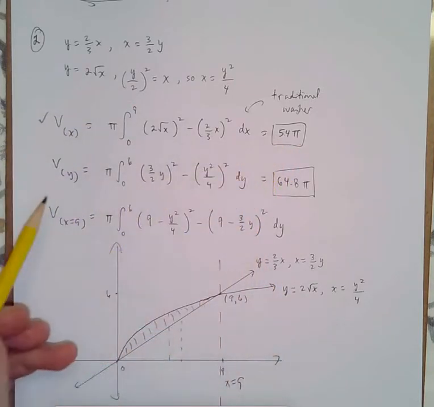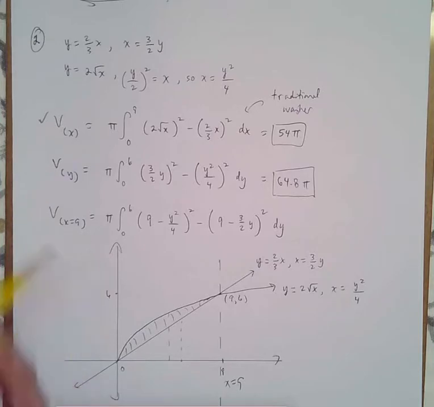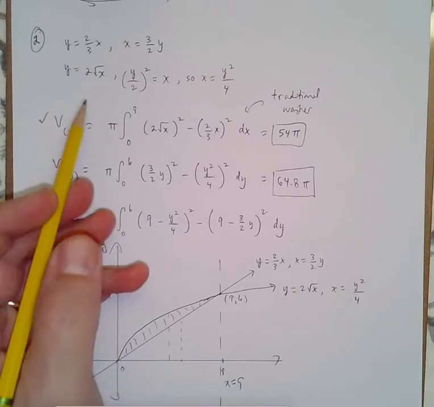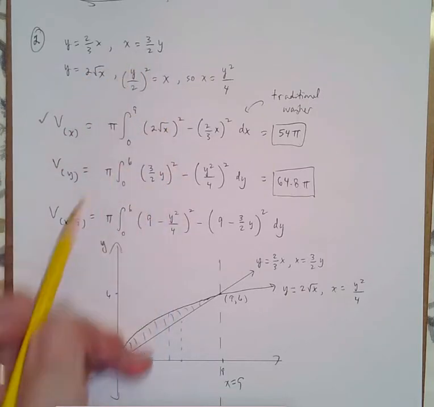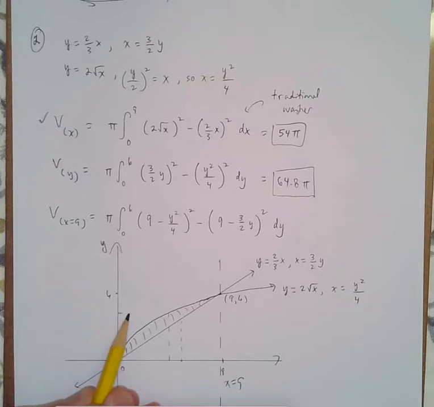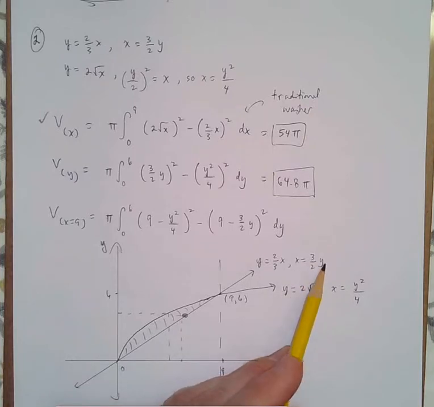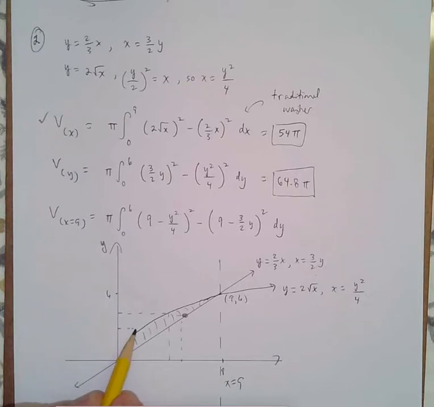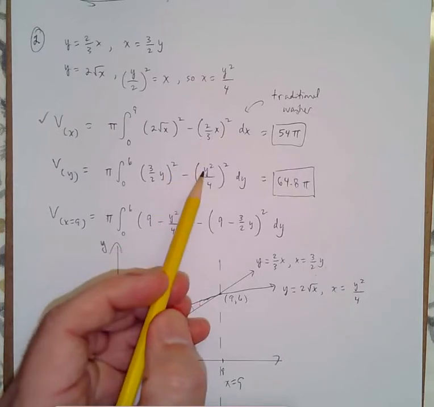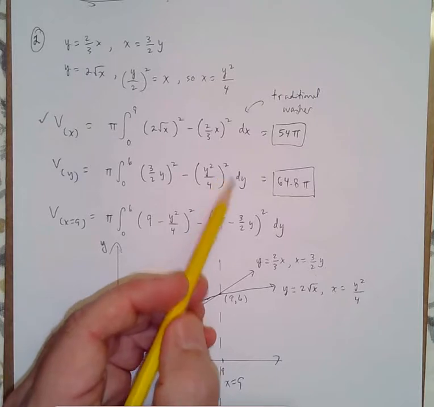The volume around the y-axis, because the y-axis is vertical, you have to solve for x. So when I solve for x, I have these two equations here. Now the outer is going to be the line, which is 3/2 y, minus the inner, which is y squared over 4 squared dy.